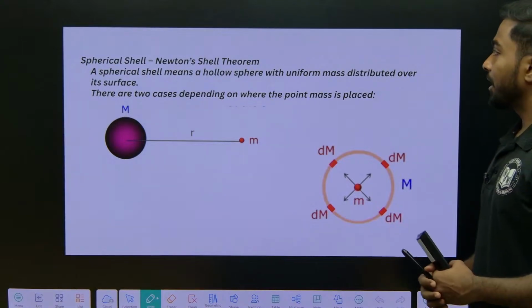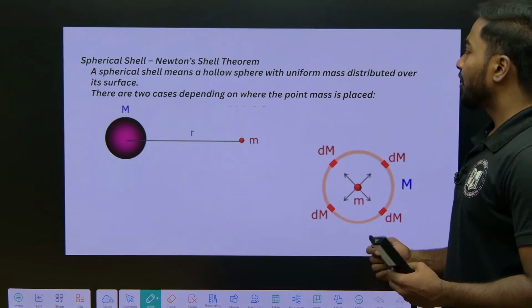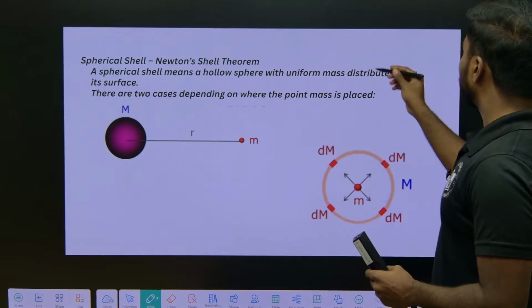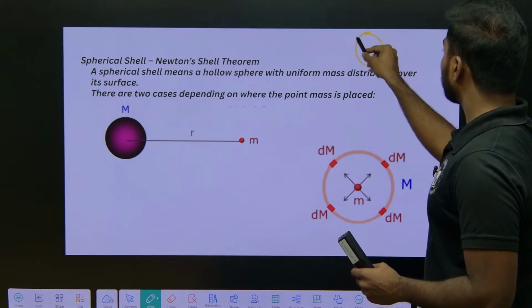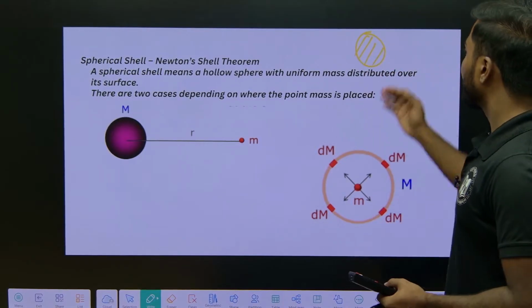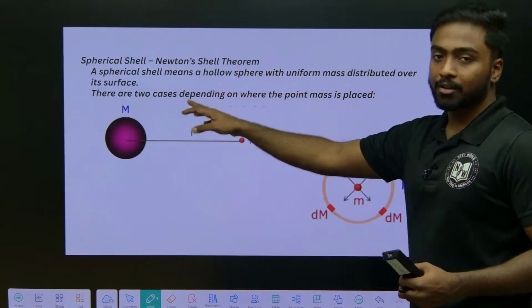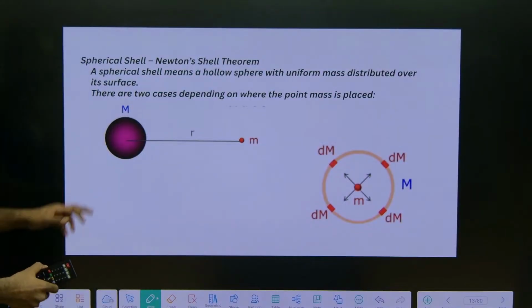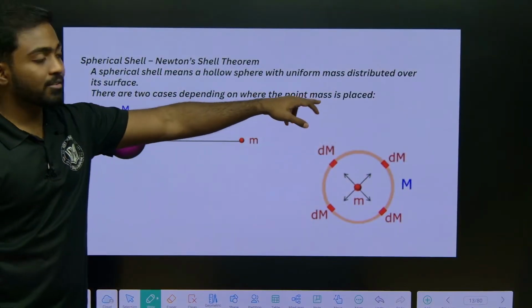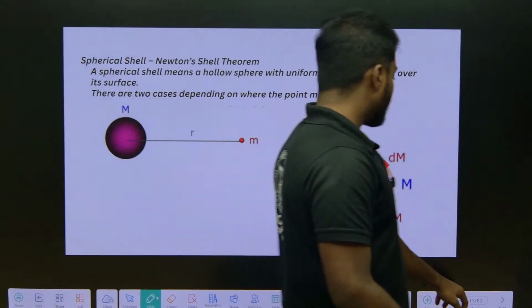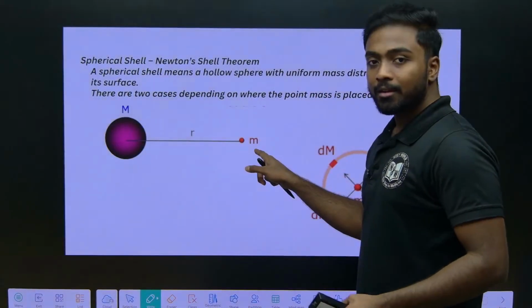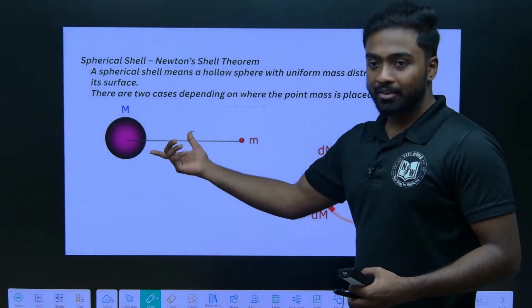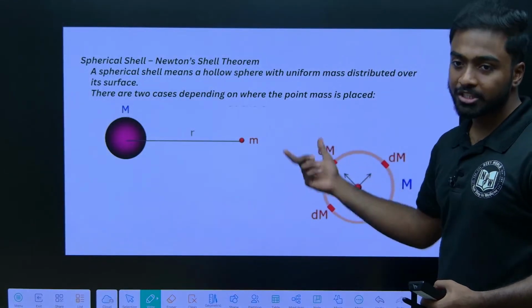Next we will go for the next topic, a spherical shell, that is Newton's shell theorem. A spherical shell means a hollow sphere. Like a sphere where inside it is hollow, with a uniform mass distribution over its surface. Over its surface in the sense, this is my surface, right? So there are two cases depending on where the point mass is placed. One is outside the sphere, one is inside the sphere. So what will be the gravitational force in each case? I need to check it.